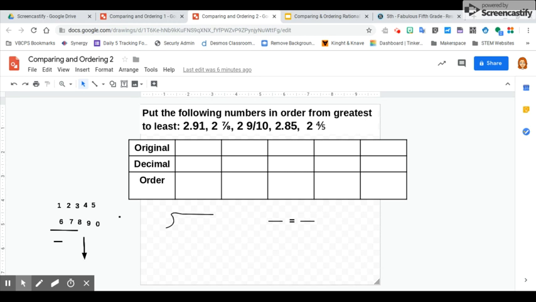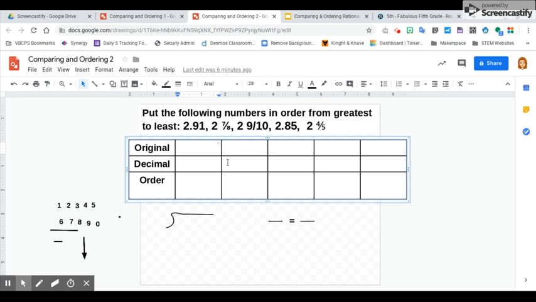Now, by looking at the directions in this problem, it says put the following numbers in order from greatest to least, and then the 5 numbers are listed there. So I'm going to go ahead and put the 5 numbers in that first row of original numbers. So it's 2.91, 2 and 7/8, 2 and 9/10, 2.85, and 2 and 4/5.